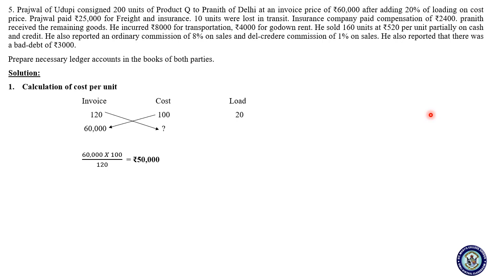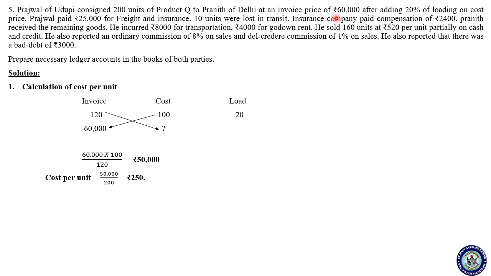Okay, next we have to calculate our cost per unit. So how to calculate cost per unit? Cost per means divide, unit means number of units. So cost 50,000, per means you have to divide by units. So units 200. So cost per unit is equal to cost divided by unit. Cost 50,000, units 200, it comes to 250. Okay, so you got cost per unit.